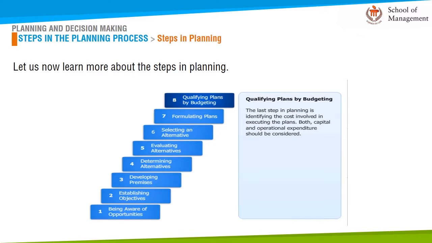Qualifying plans by budgeting. The last step in planning is identifying the cost involved in executing the plans. Both capital and operational expenditure should be considered.